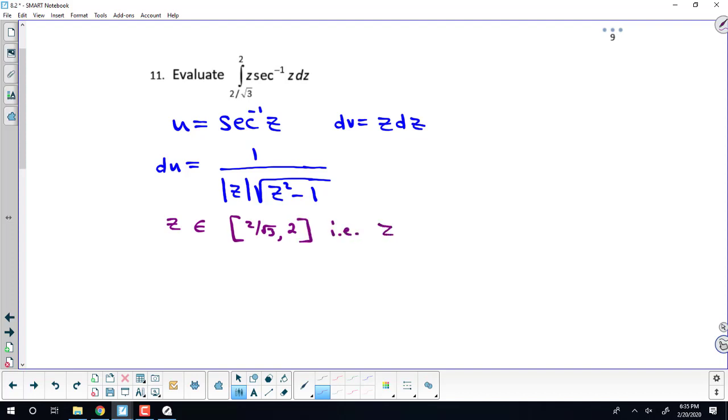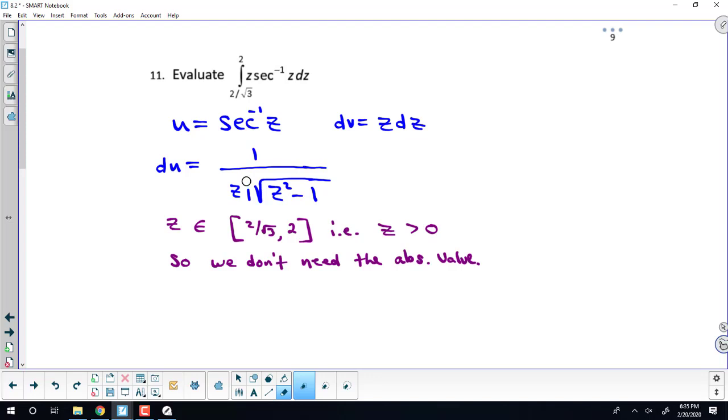That means z is larger than 0, so we don't need the absolute value. Just for ease of working with this, we'll say this is the derivative of inverse secant in that region. All right, that'll help a lot.